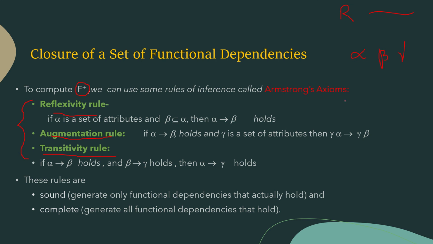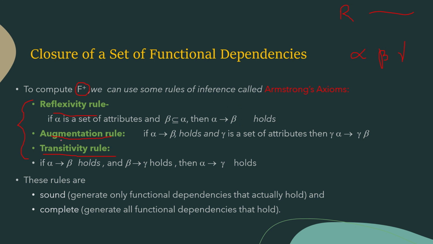The first Armstrong axiom is the reflexivity rule. This rule says that if alpha is a set of attributes and beta is a subset of alpha, that is, suppose we take alpha as a set of attributes and a subset of alpha is called beta, then alpha implies beta will hold. That is, this condition will always be true.